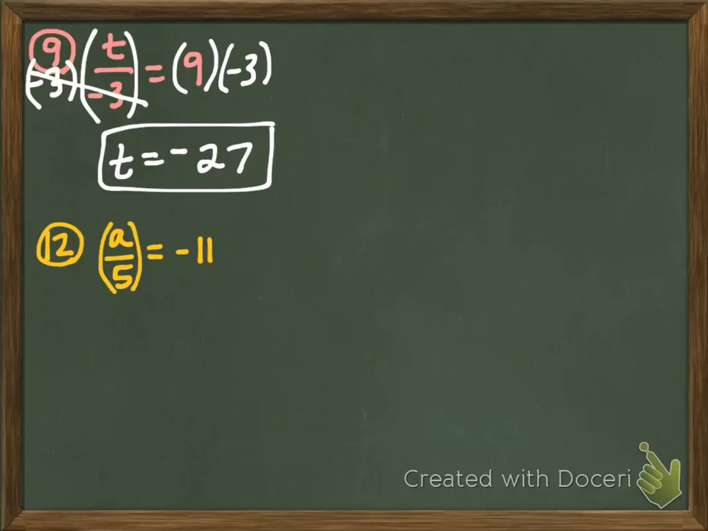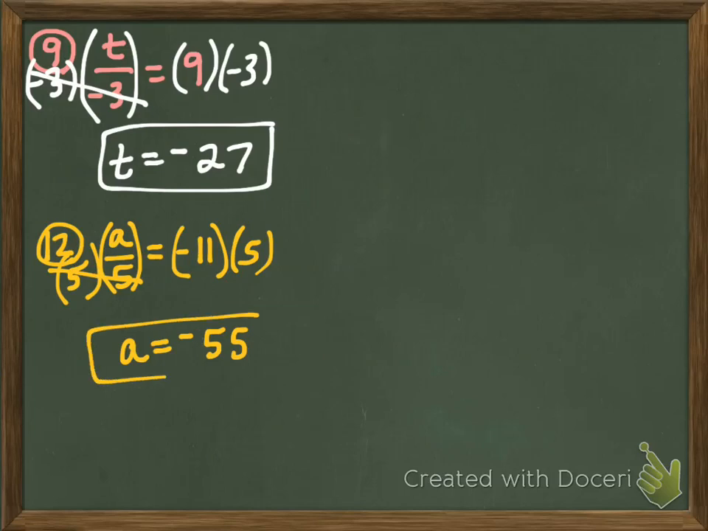And we're going to show it with parentheses. So we put a 5 in parentheses out front. And what's going to happen on the left? Fives go away. I'm left with a. What is negative times positive? Negative 11 times 5? Negative 55. Get the idea? Yes. Okay.